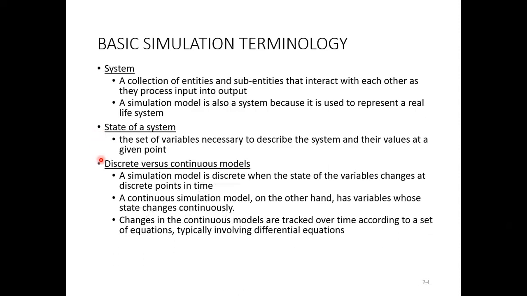We also have to look at discrete versus continuous models. Sometimes these independent and dependent variables, when the state of a variable changes at discrete points in time, we call them discrete simulation models. Whereas if the variables, dependent or independent, change continuously, then we call these simulation models continuous simulation models. And changes in continuous models are tracked over time according to a set of equations, typically involving differential equations.